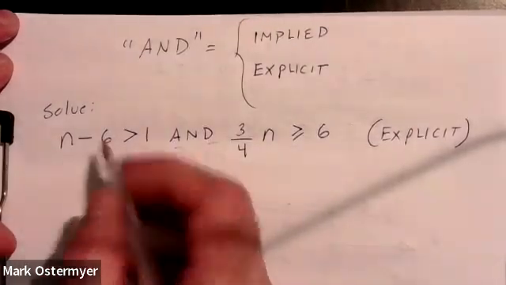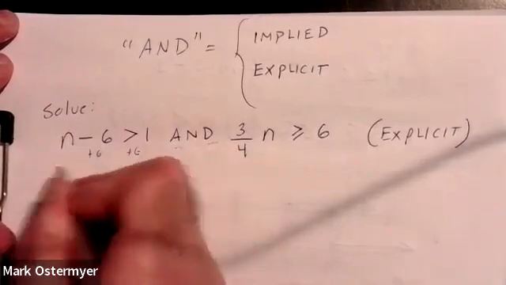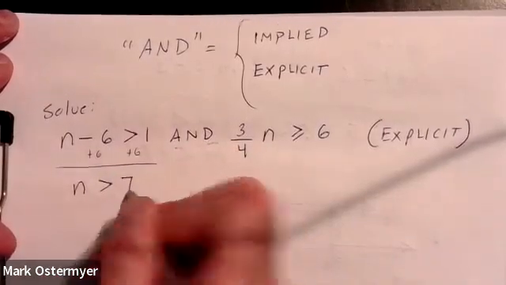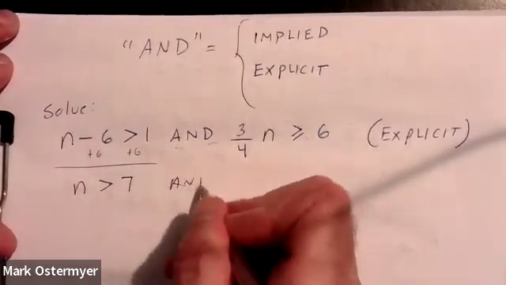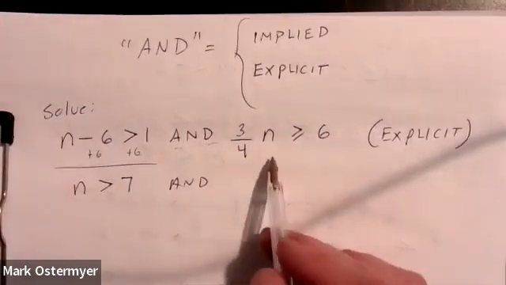How do we solve for n here? We just add 6 to both sides. I get n is greater than 7. And now we have to solve this inequality for n.